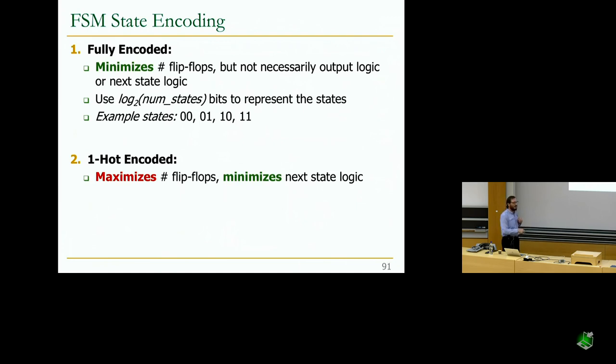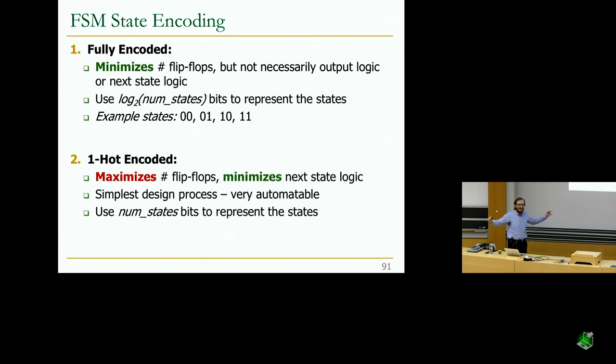Basically, this maximizes the number of flip-flops. What does one hot encoded mean? Basically, you have 4 states, and each state gets a 1 in one location. Think of this as a bit vector, right? If you have 4 states, you have 4 bits, and you encode which state you're in by setting the bit associated with that state to 1, and everything else is 0. That's why it's called one hot. The state is encoded with the hot bit that's assigned to it, right? So you need 4 bits, clearly much more wasteful in terms of the flip-flops, but it actually minimizes the next state logic, the combinational logic. That's why it could be useful. And you can study on your own why it minimizes the next state logic.